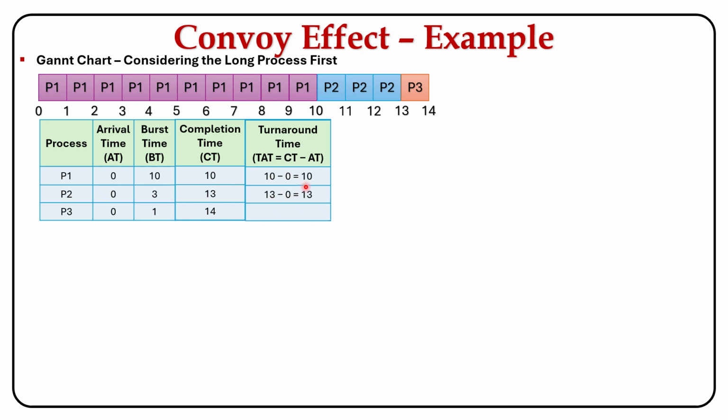For process P2, the completion time is 13 and arrival time is 0. Therefore, 13 minus 0 is equal to 13. For process P3, the completion time is 14 and arrival time is 0. Therefore, 14 minus 0 is equal to 14.